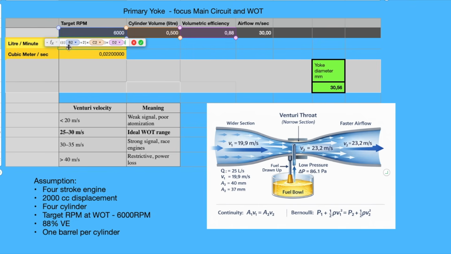And here we go, that's the formula for that, and you've seen that. That also then gives me cubic meters per second. There we go. Again, that's the formula for that one. It's the target RPM liters divided by the minutes. And then we can actually see what the yoke is supposed to be. Hidden are a lot of calculations, just the ones that you saw in the presentation I just did. And this results in a yoke of about 30.56 millimeters. I think a yoke of 30 would be just good enough.